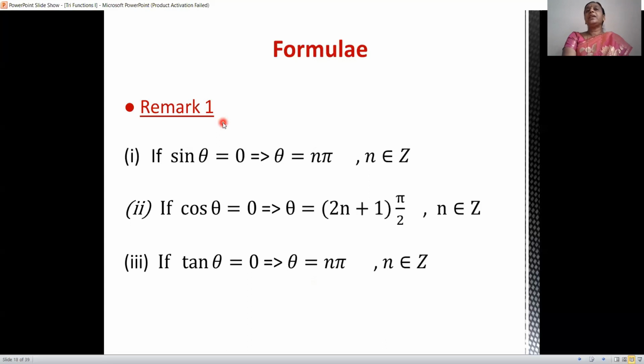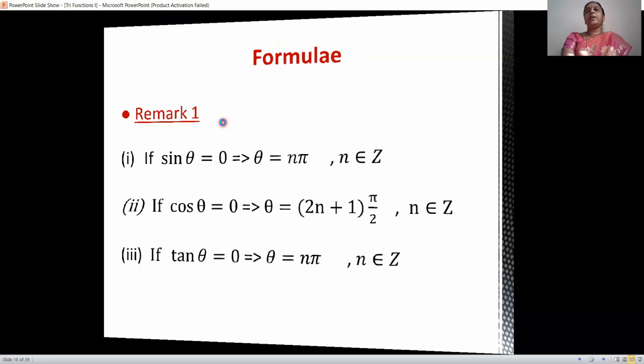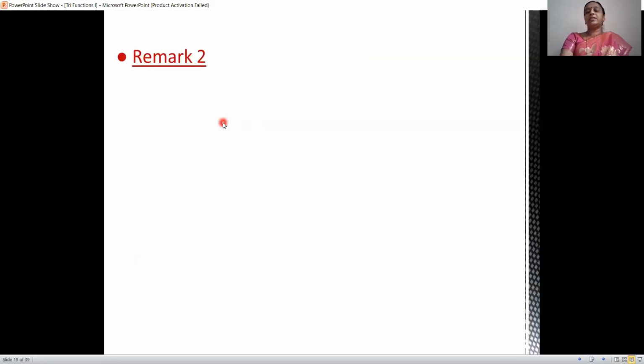Okay. All these remarks are nothing but the theorems in your previous syllabus. In the new syllabus, these are given as a remark. In the previous syllabus, these are theorems, but you don't worry about that. You only remember this remark 1 as a formula. Now we will consider the second remark.